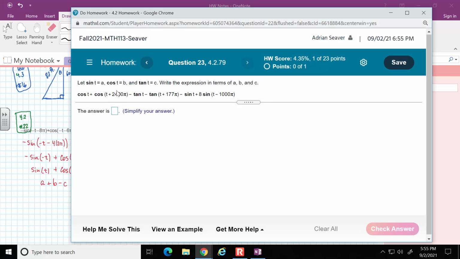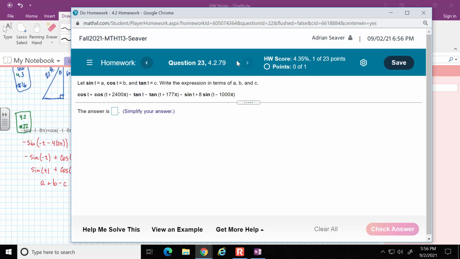Okay, so this one's really very similar, right? Cosine of t plus 2400 pi is exactly the same as the cosine of t. All I've done with 2400 pi is just added 2 pi, I guess, 1200 times here. So it's not changing the value. Same for the tangent of 177 pi, same for this one, right? It just becomes sine of t. This will become tangent of t. Okay?